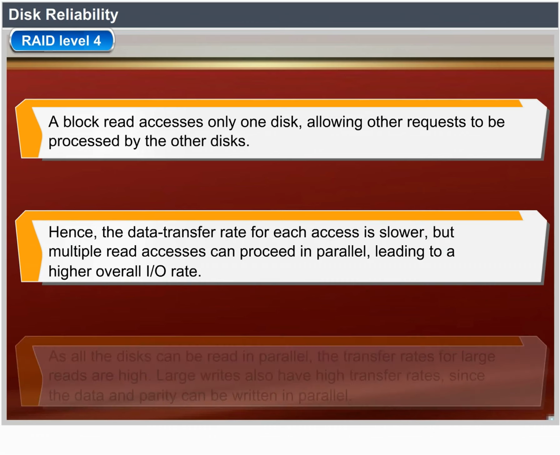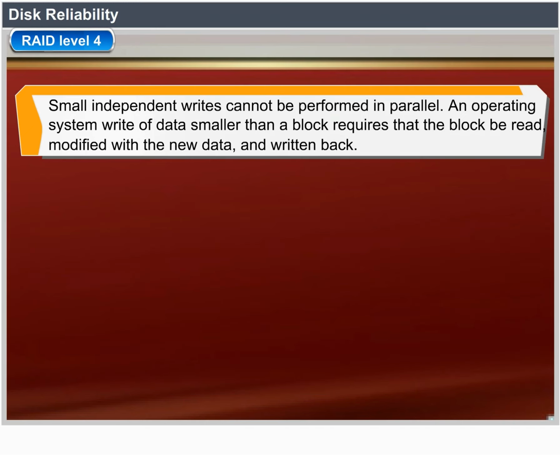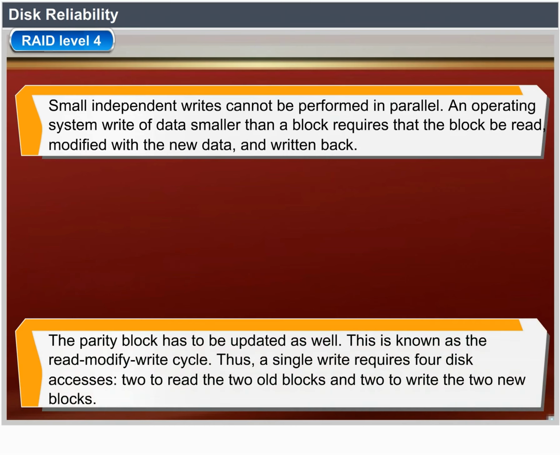The transfer rates for large reads are high since all the disks can be read in parallel. Large writes also have higher transfer rates since the data and parity can be written in parallel. Small independent writes cannot be performed in parallel. An operating system write of data smaller than a block requires that the block be read, modified with the new data, and written back. The parity block has to be updated as well. This is known as the read-modify-write cycle. Thus, a single write requires 4 disk accesses, 2 to read the 2 old blocks and 2 to write the 2 new blocks.